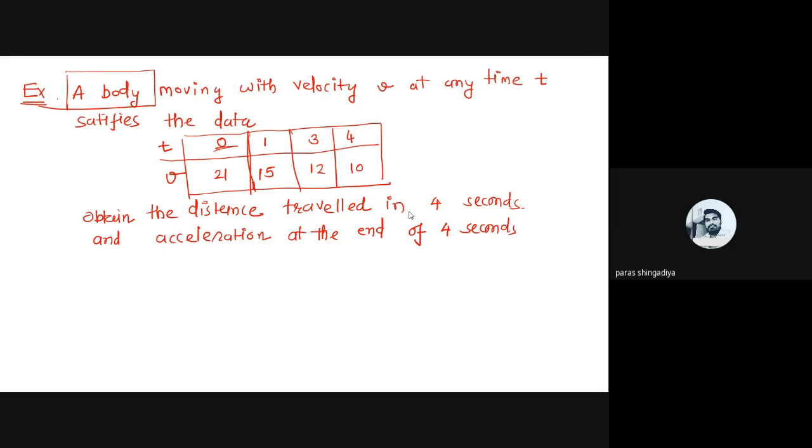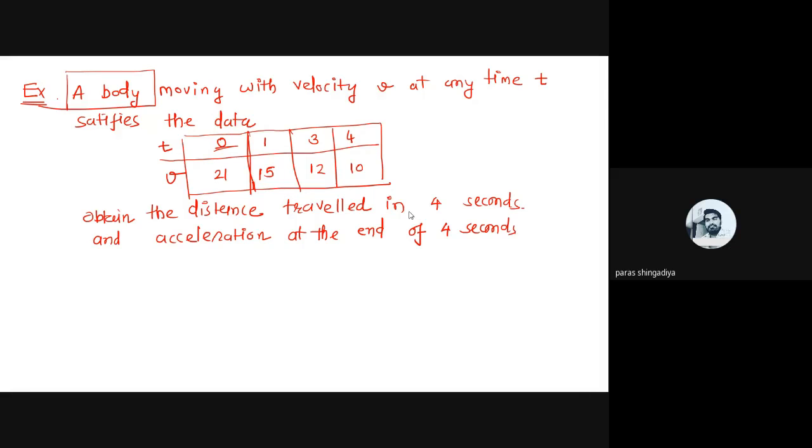By using the velocity we can find acceleration also. So how can we find the velocity? First we'll predict the velocity equation, and then by using this equation we can derive the distance. So here we'll apply the Lagrange interpolation technique to predict that equation.